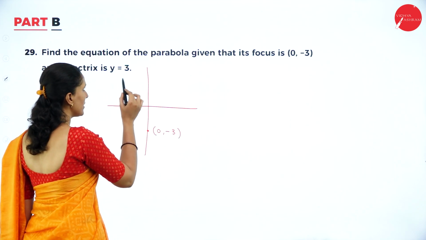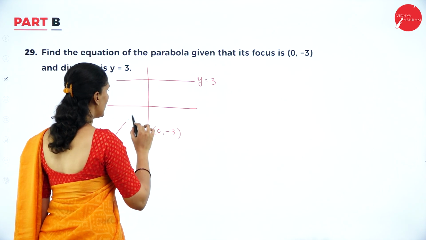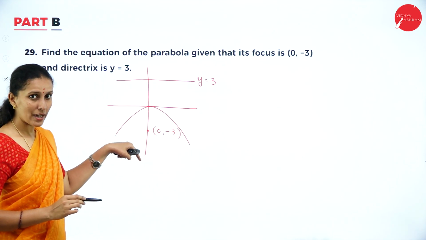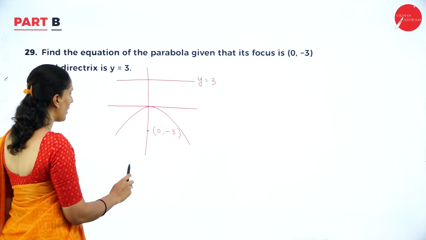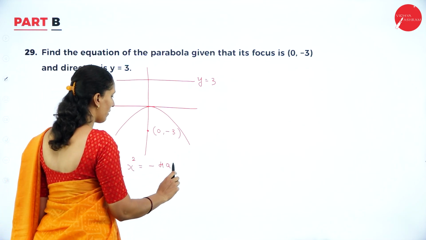And the directrix is exactly y is equal to 3. So clearly we can see it's a downward parabola. Since the focus lies on the negative side of the y-axis, it's a downward parabola. For a downward parabola, the equation is given by x square is equal to minus 4ay.